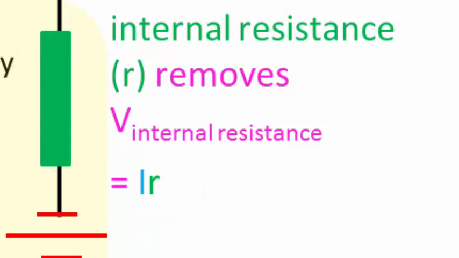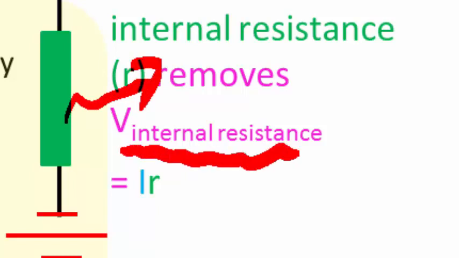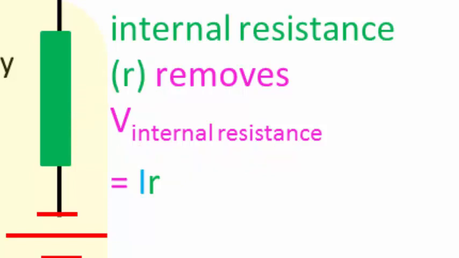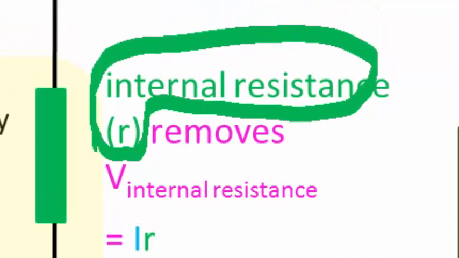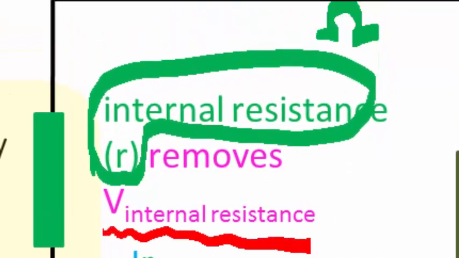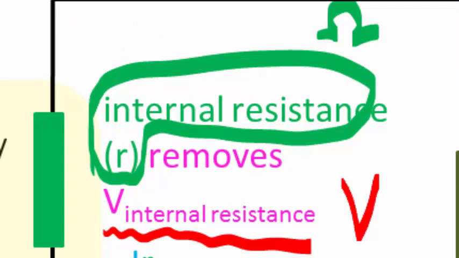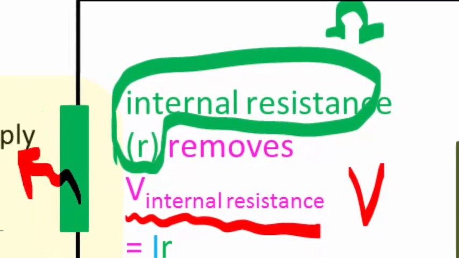So it's important to realize that the internal resistance is measured in ohms, but the voltage that it removes, which we call V internal resistance, is measured in volts. They're not the same thing. The internal resistance r is a resistance, whereas V internal resistance is a voltage. Now, V internal resistance is because of internal resistance, but they're not the same thing as one another. V internal resistance is how much voltage the battery removes from the circuit because of the internal resistance.